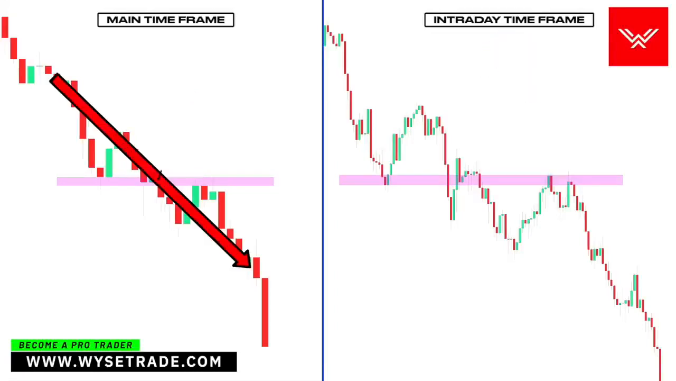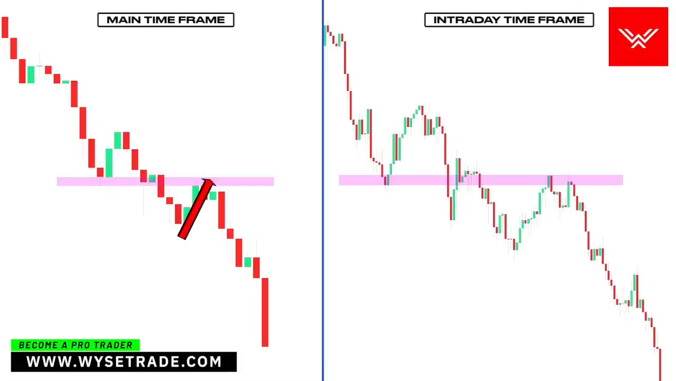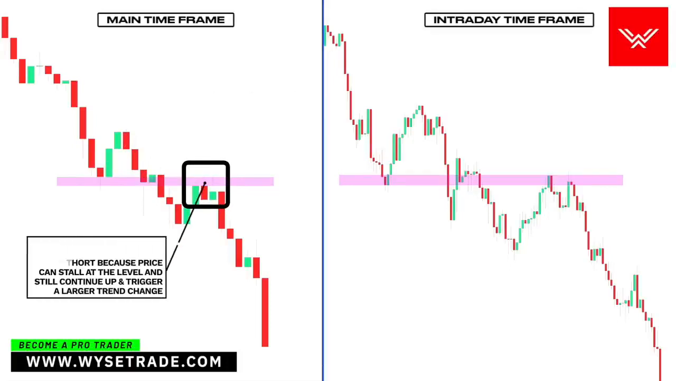You are in a clear moving downtrend with heavy bearish momentum, so you want to trade with it. This reversal point here gives you your key level. Price breaks through the level and pulls back to it and forms multiple long wick candles, which presents a short trade opportunity. Now, candlestick price action at a key level doesn't equal an automatic short trade, because price can stall at the key level and still continue up and trigger a larger trend change.